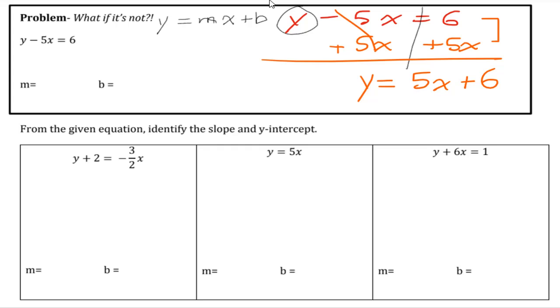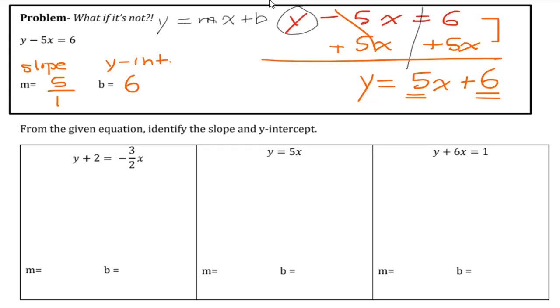And now I can figure out my slope. Again, my slope is my m, and that is the number 5. And again, I'm going to write that as a fraction, 5 over 1. And my b, or my y-intercept, is going to be positive 6. There we go.